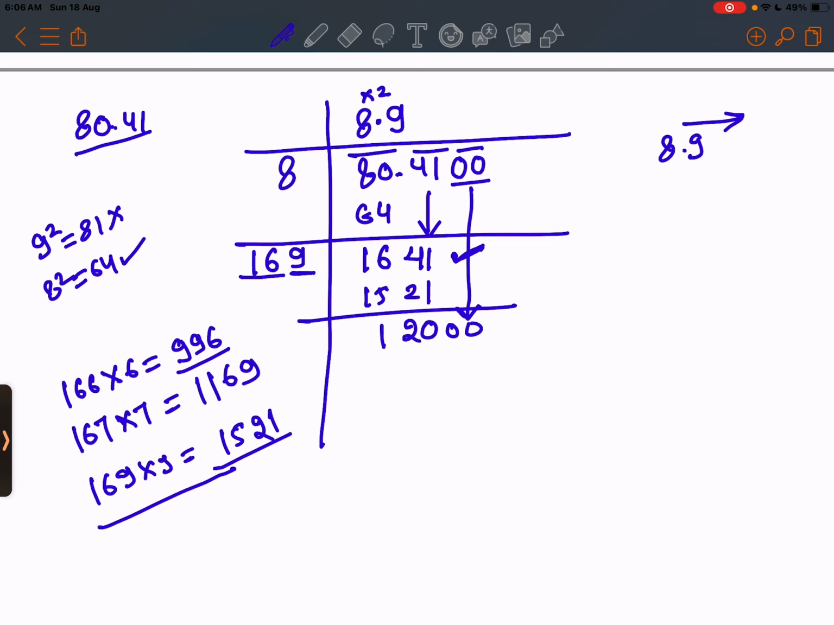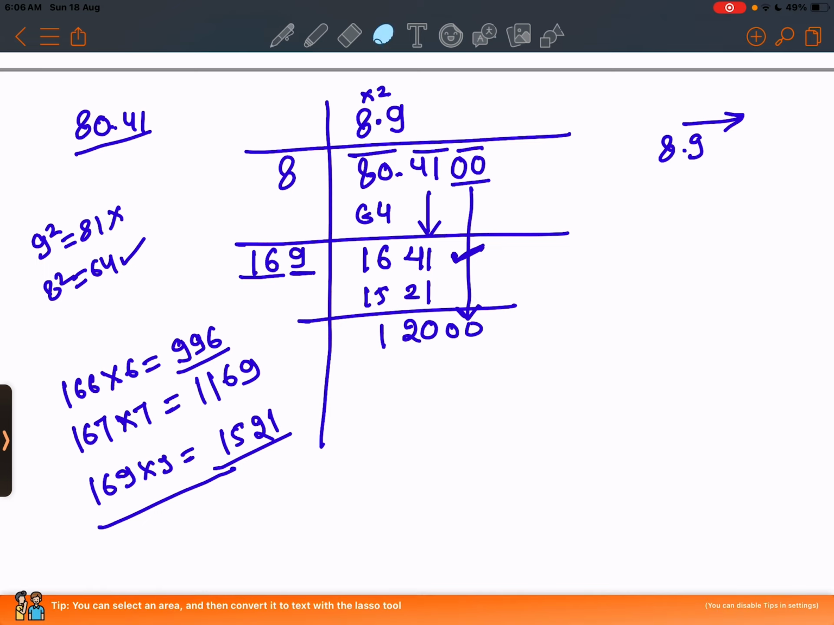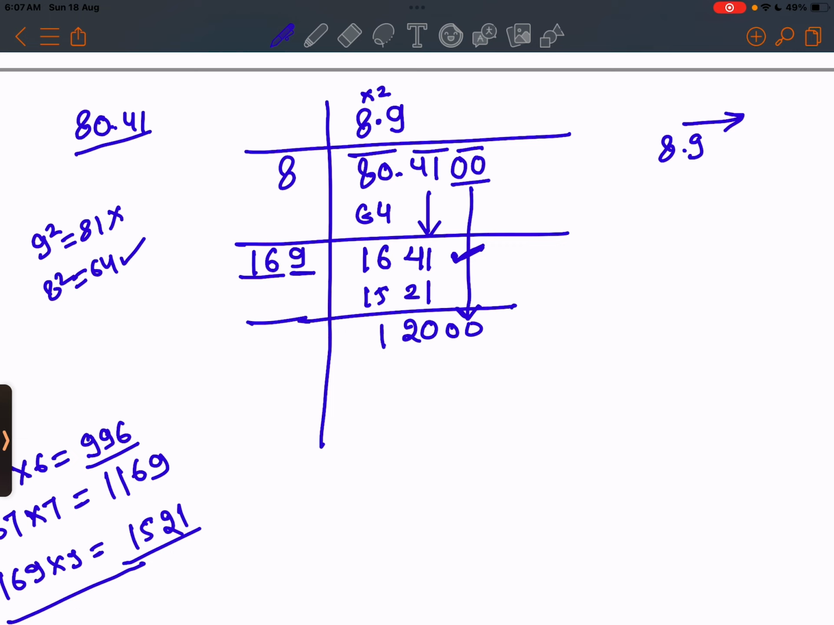So the next number we got is 12,000. Let me set this aside. Then the divisor comes from 2 times 89. 2 times 89 would be what? 2 nines are 18, carry 1, 2 eights are 16, 178. So here the number would be 178.